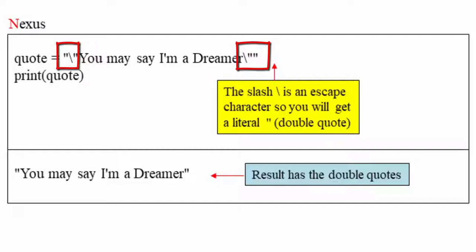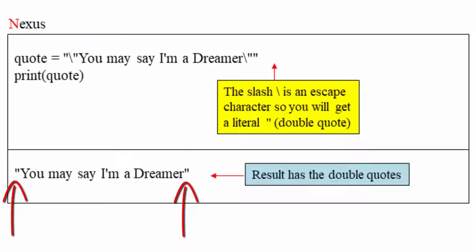But then when it sees the /, it realizes in Python that you really want literal double quotes there, and that's how it is done. Now when I print the variable name quote, you will see double quote. You may say, I'm a dreamer, double quote.